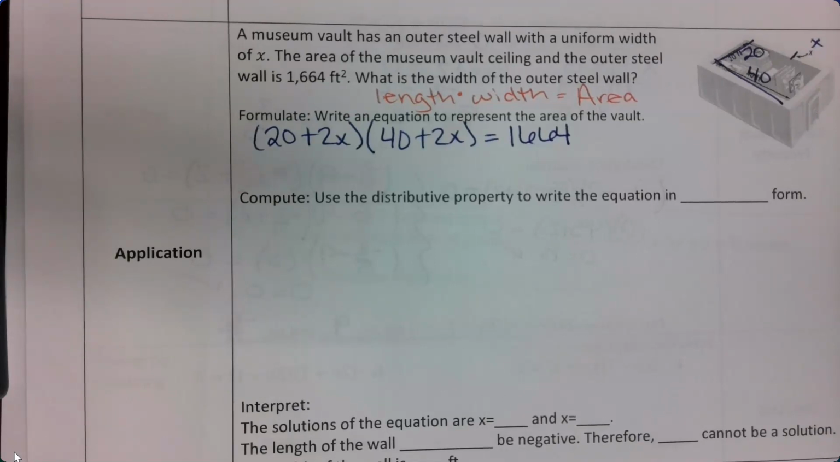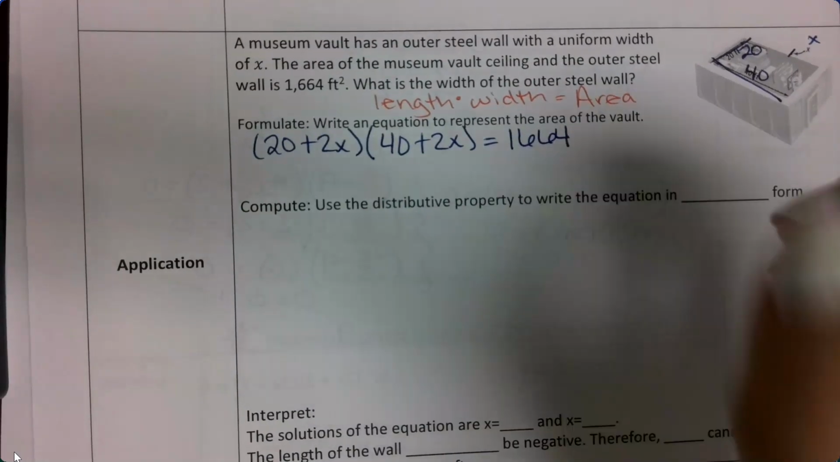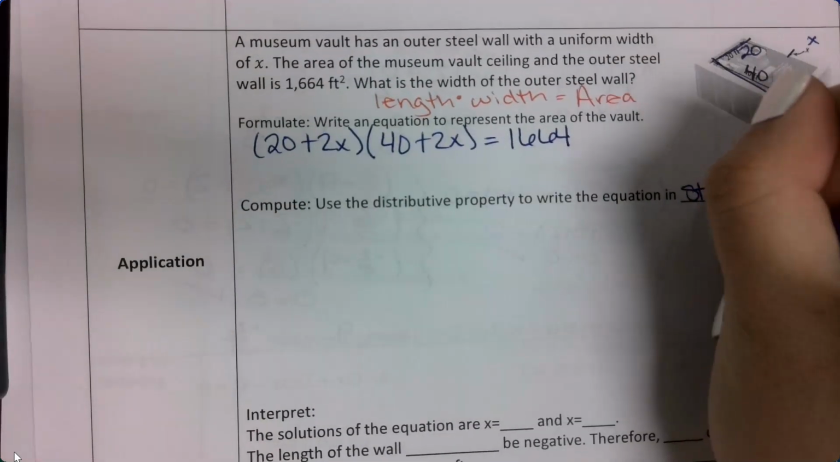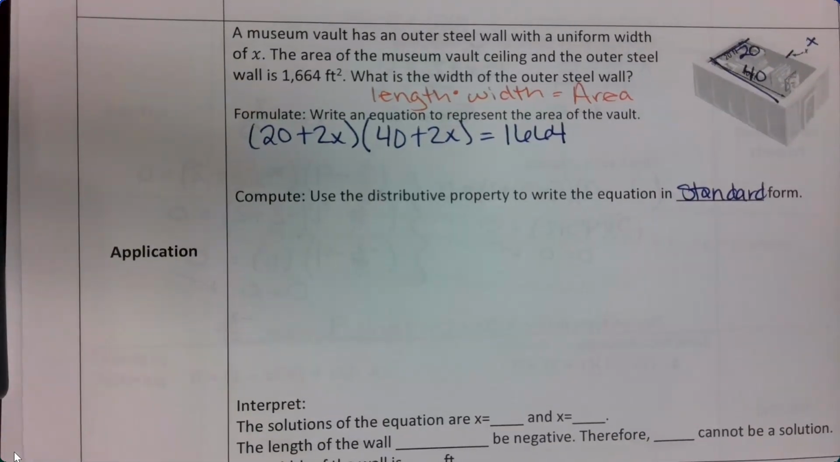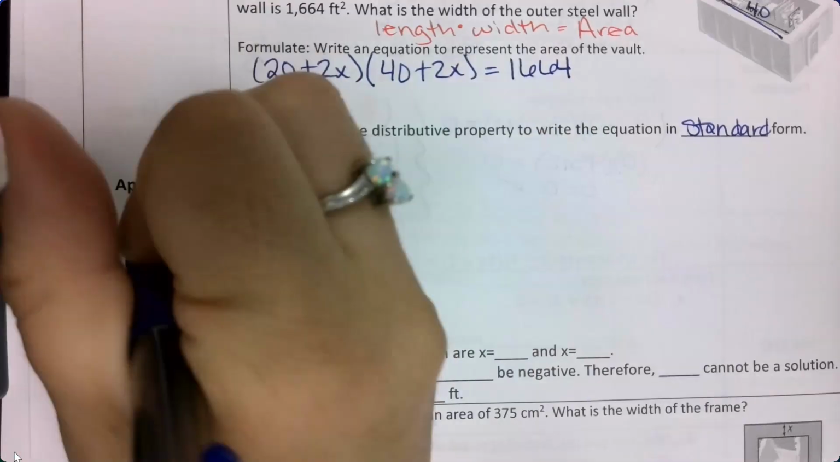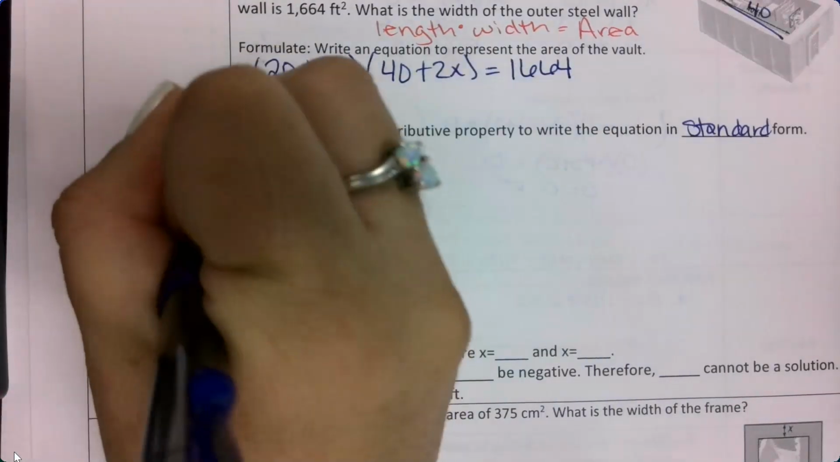So the first thing I want to do when I have the word problem is turn it into standard form. So I'm going to have to use the distributive property to write the equation in standard form. I can either FOIL, distribute, or I can use the box method. Which method do you want me to use here? Box? Okay. I'm going to do it off to the side over here.